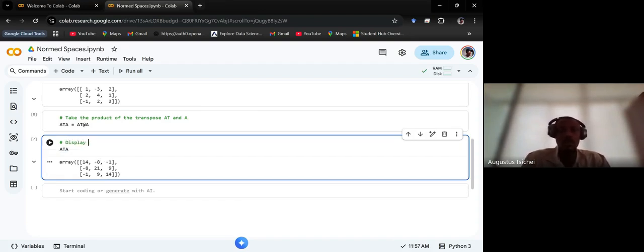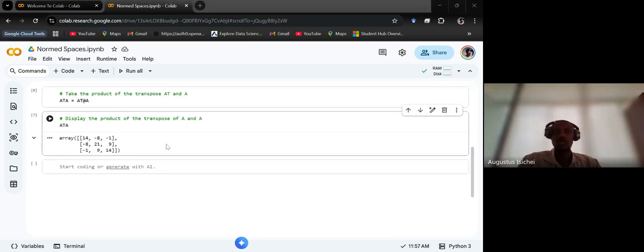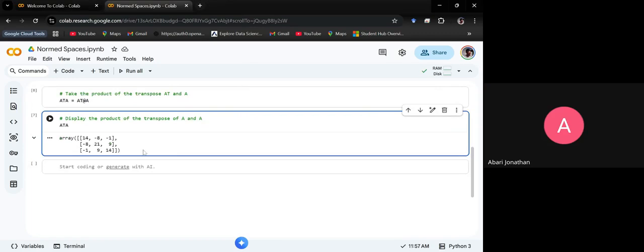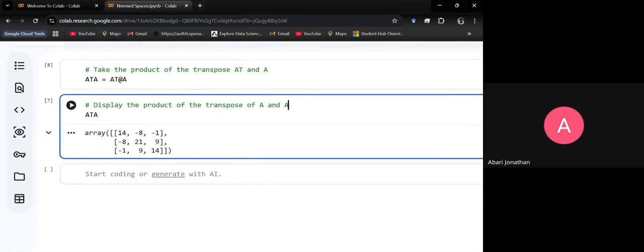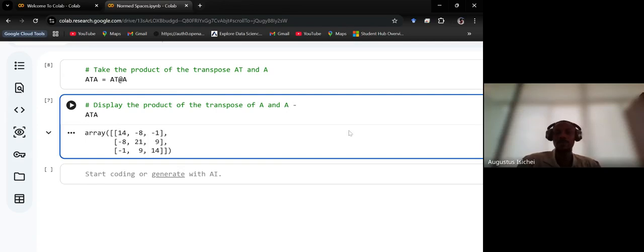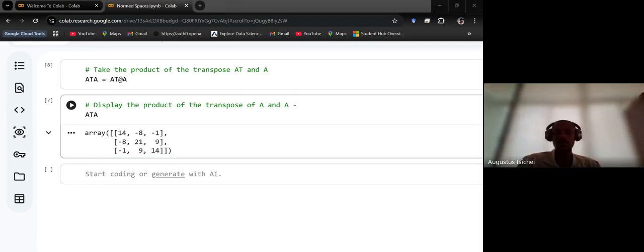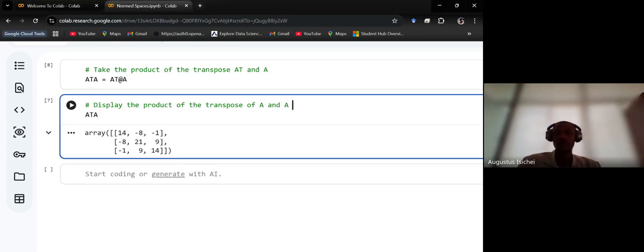Display the product of the transpose of A and A. So please, what do you want to say? What do you notice about the matrix? Yes, sir. One of the things I'm observing is the diagonal is increasing. What do we call this type of matrix?